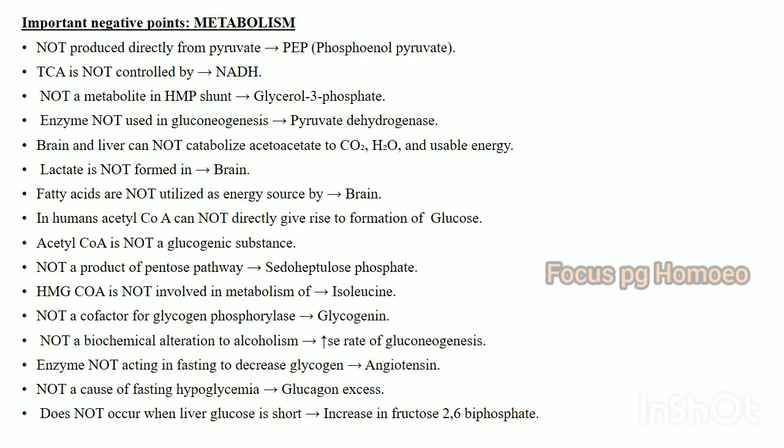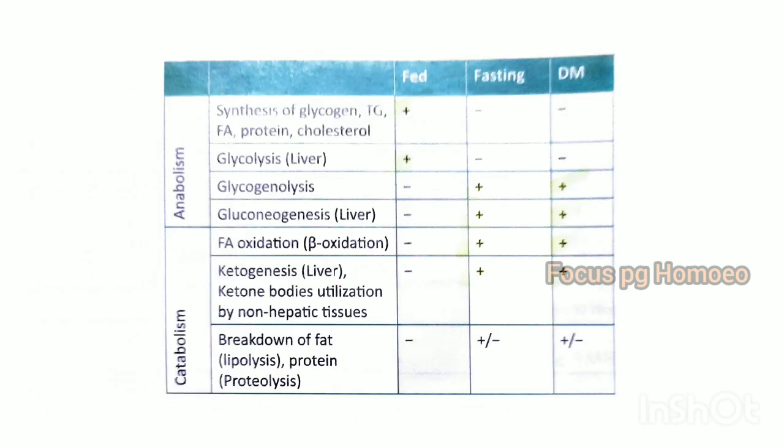Then in humans, acetyl-CoA cannot directly give rise to the formation of glucose. Acetyl-CoA is basically associated with fatty acid synthesis or the lipogenesis process. Acetyl-CoA is also a linking point between glycolysis and the TCA cycle, as told earlier. It is not a glucogenic substance. Then another important one, the enzyme not acting in fasting to decrease glycogen is angiotensin. Not a cause of fasting hypoglycemia is glucagon excess. Then an increase in fructose 2,6-bisphosphate does not occur when liver glucose is short.